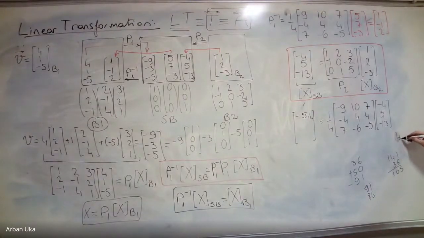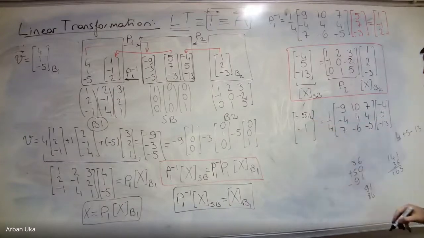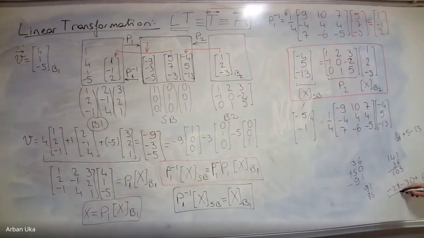Minus 1, 4, plus 5, minus 13, 9, minus 13, minus 4 divided by 4, minus 1. Here we have minus 1, and then we have 7, minus 28, minus 30, plus 65. So here we get 65, this is 7, 7 over 4.